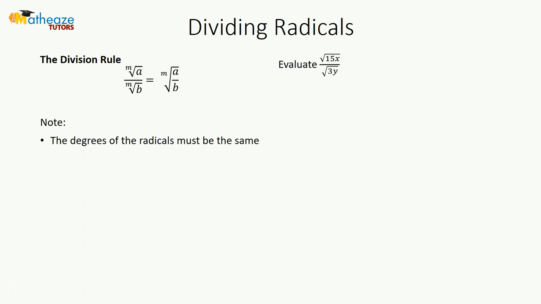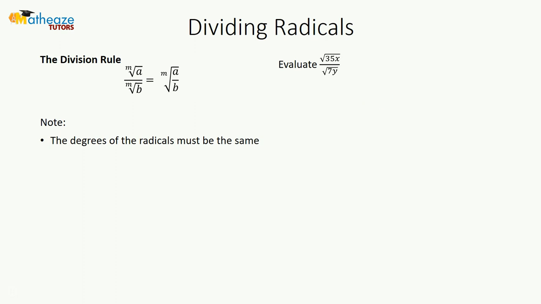So if we look at this example here, we have the square root of 15x as the numerator and the square root of 3y as the denominator. What this rule implies is that we can have the square root of 15x divided by 3y. When we simplify this, we have the square root of 5x over y.